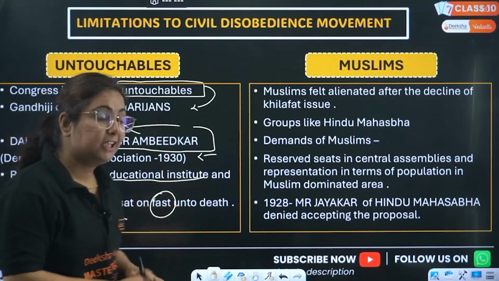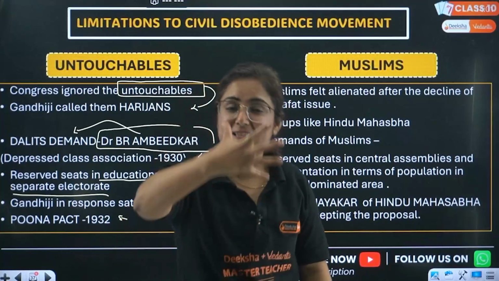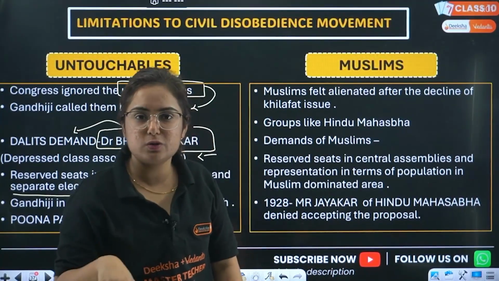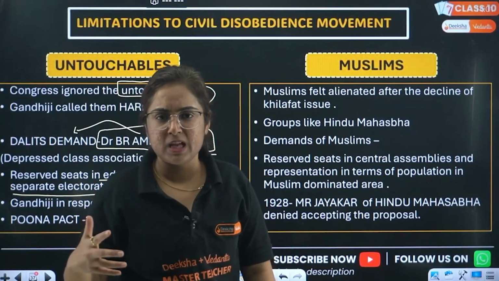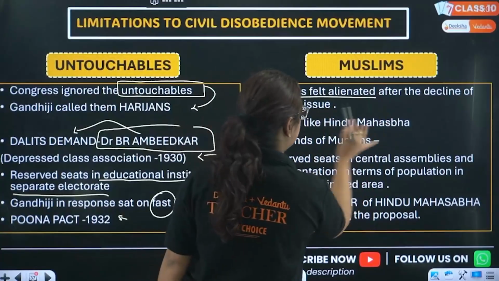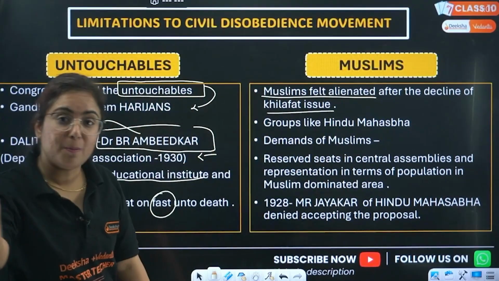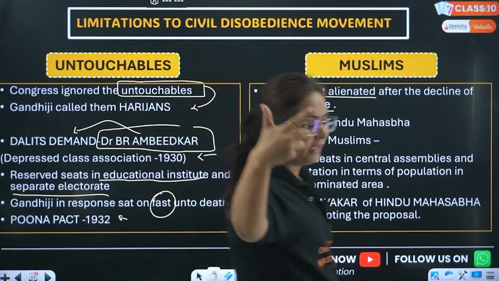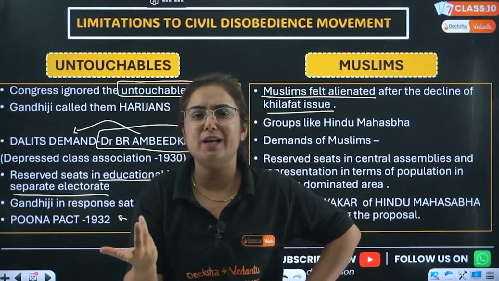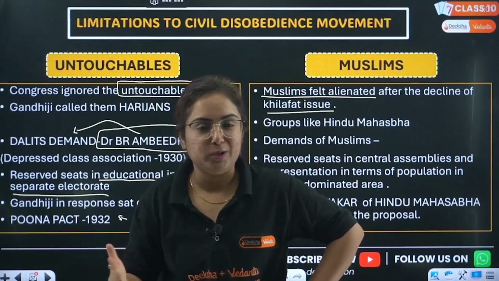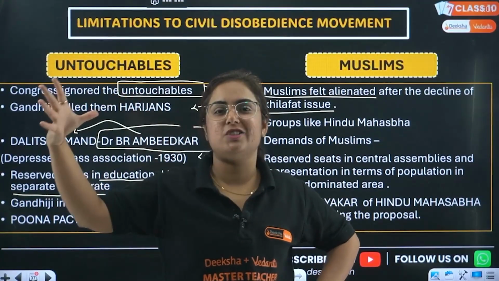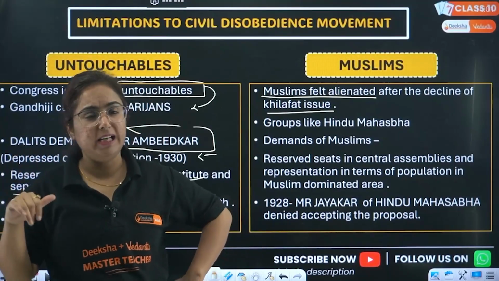Now come to another community, that is the Muslim community. Bhai, see, the non-cooperation movement was started on the basis of the Khilafat issue. And now in CDM they are not participating. Now what is the issue? Why might a certain loophole have happened between them and the Congress? Muslims felt alienated after the decline of the Khilafat issue. Go back to non-cooperation in your mind and figure out, the non-cooperation which was started on the Khilafat issue, where it went. It was all-over boycott, and then Chauri Chaura in the end. Where is the Khilafat issue? Vanished. The Muslim community was not happy.